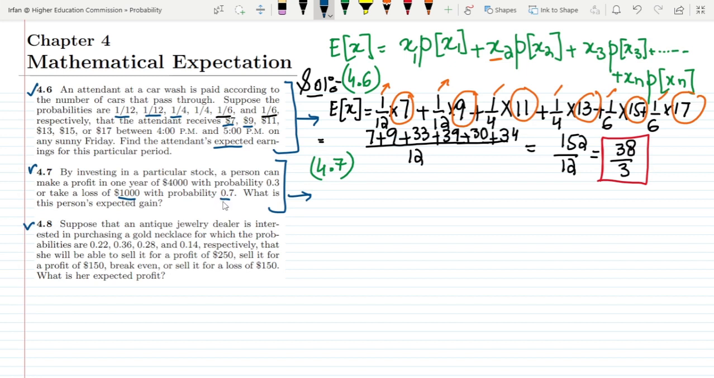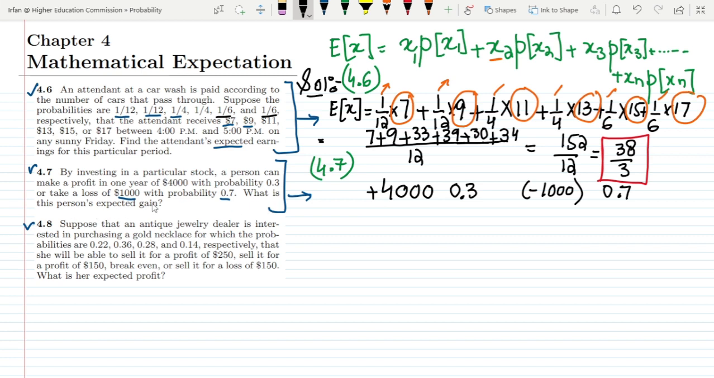So a loss of 1000 has a probability of 0.7, and a profit of 4000 has a probability of 0.3. Let me first write this data. Profit is written as a positive value because it is always positive, and it has a probability of 0.3. Also we have a loss of 1000, and as this is a loss, I have to write it with the negative value, and it has a probability of 0.7. So this is the given data that I have written.